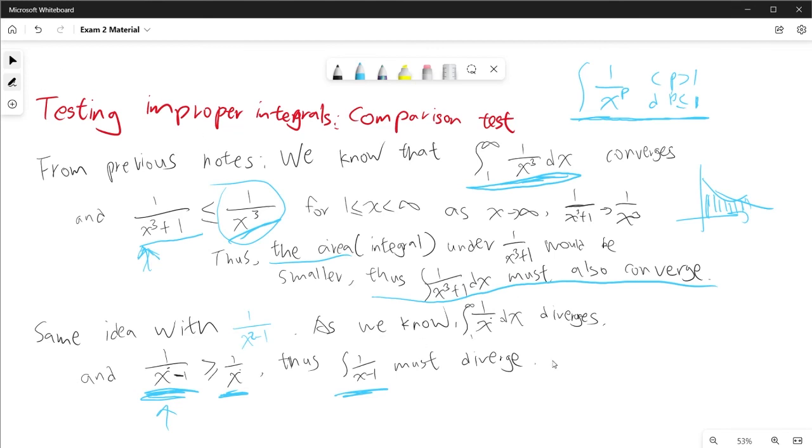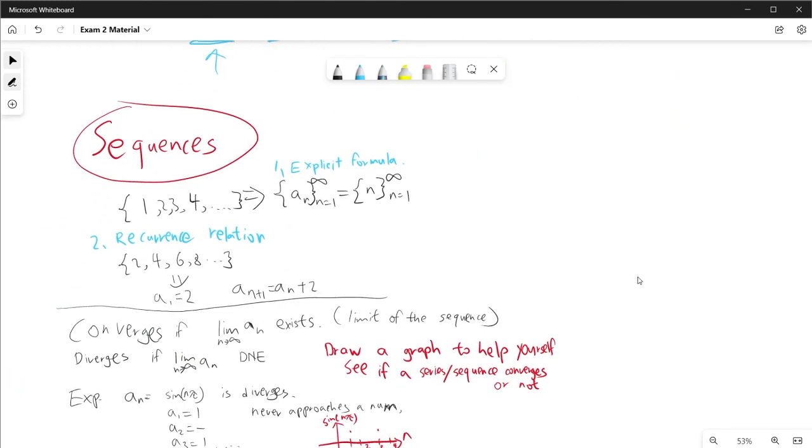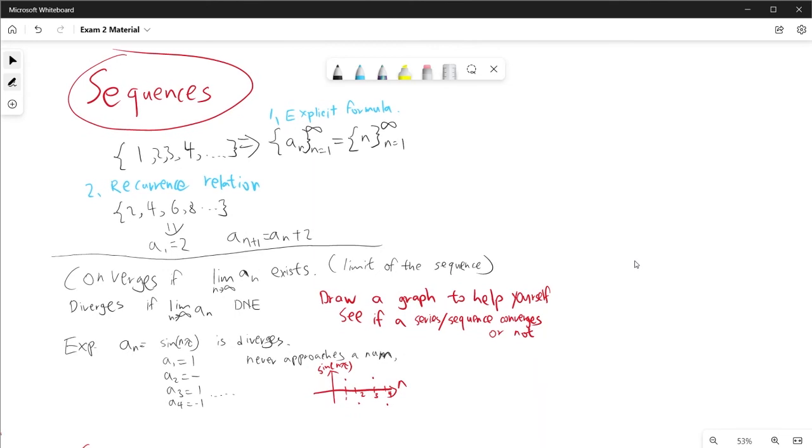Now moving on to sequences. Sequences are just a set of numbers that has a relationship. For example, 1, 2, 3, 4, 5, 6. That's a sequence, right? That's the sequence of natural numbers. But we can write it in different ways, right?